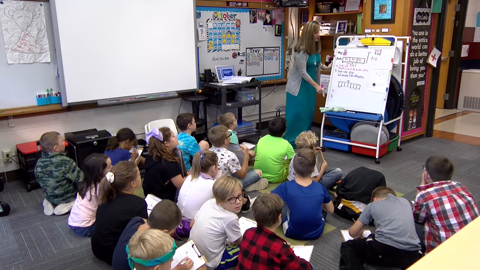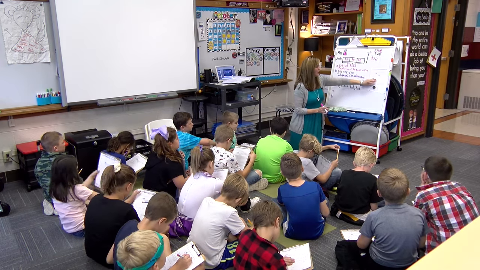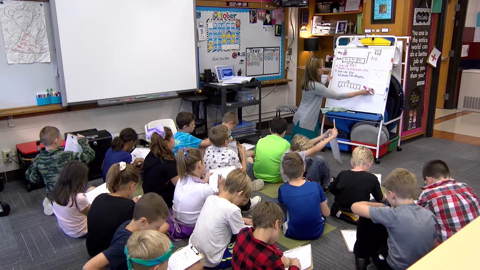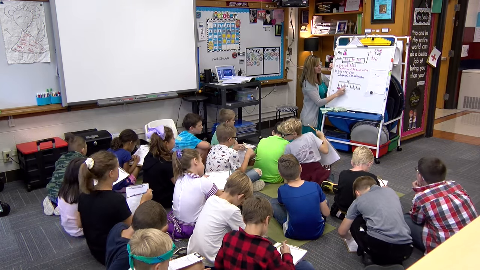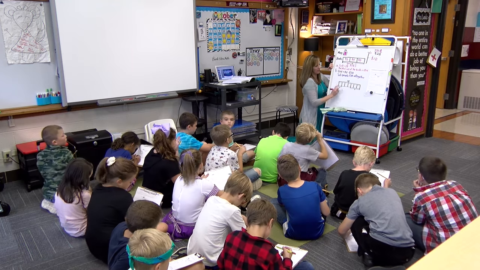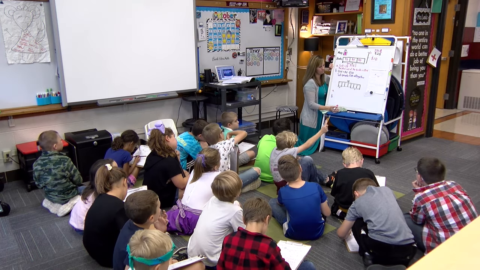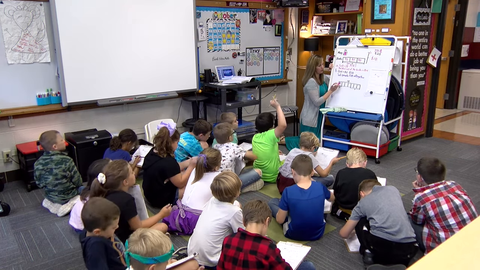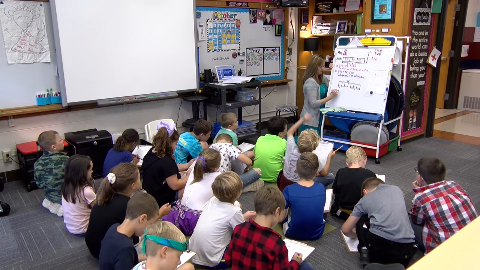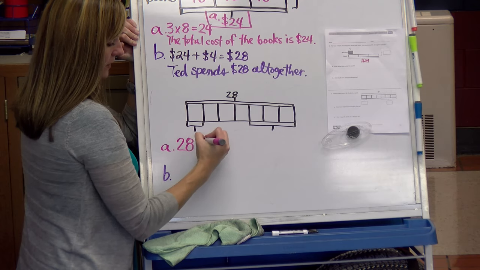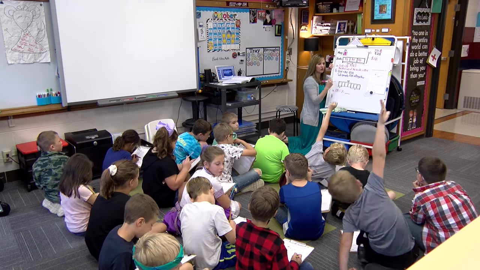All right, let's solve that second one. Seven children share 28 silly bands equally. Part A, how many silly bands does each child get? I have 7 units for the 7 children. I have 28 total silly bands. Whenever we know the groups, but we don't know the amount in each group, we're dividing. 28 divided by 7. How can I solve that?